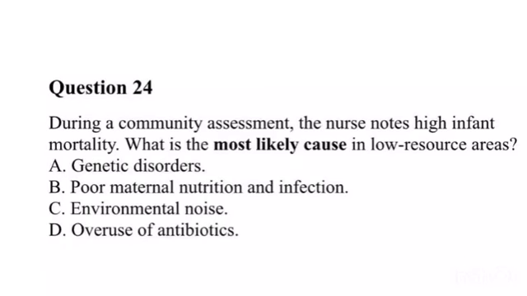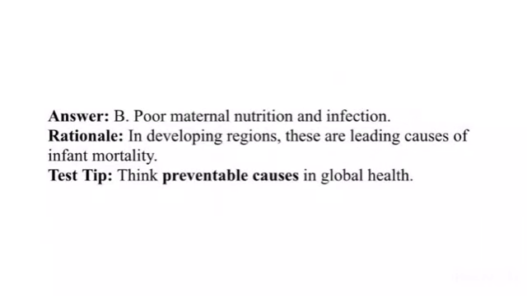Question 24. During a community assessment, the nurse notes high infant mortality. What is the most likely cause in low-resource areas? A. Genetic disorders. B. Poor maternal nutrition and infection. C. Environmental noise. D. Overuse of antibiotics. Answer: B. Poor maternal nutrition and infection. Rationale: in developing regions, these are leading causes of infant mortality. Test tip: think preventable causes in global health.